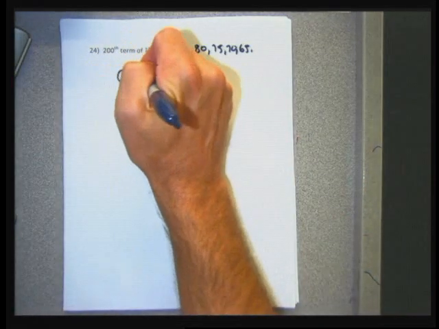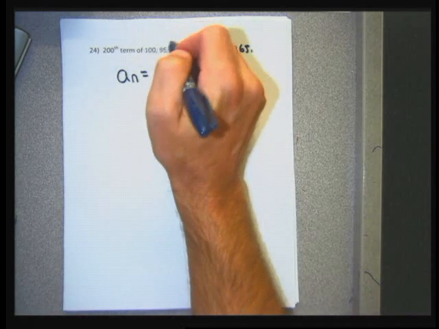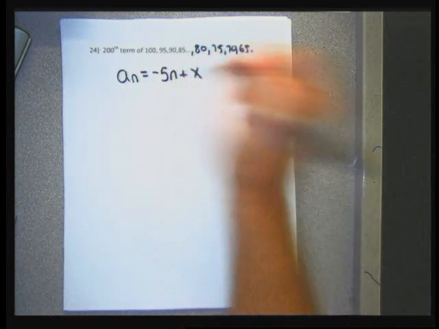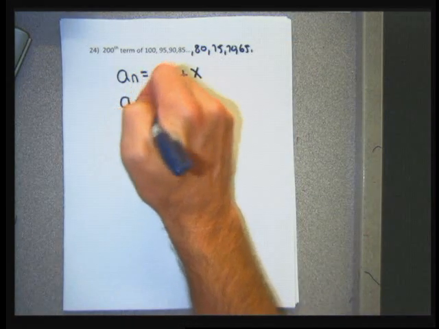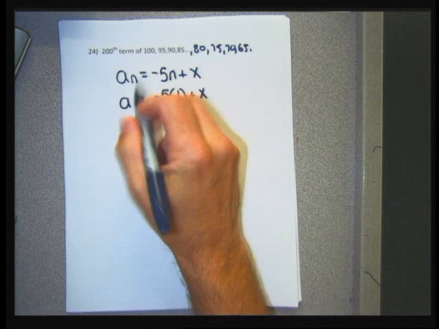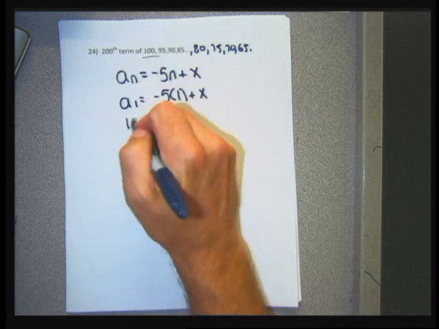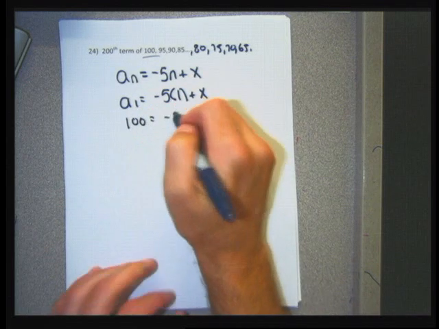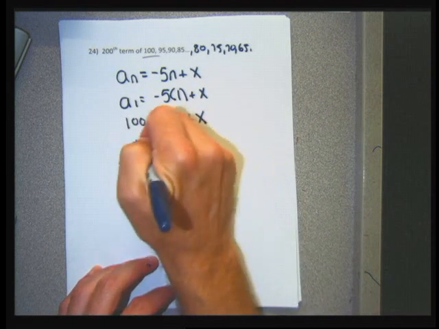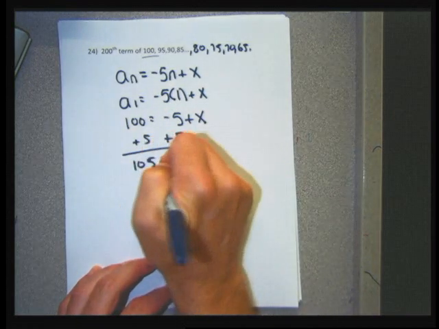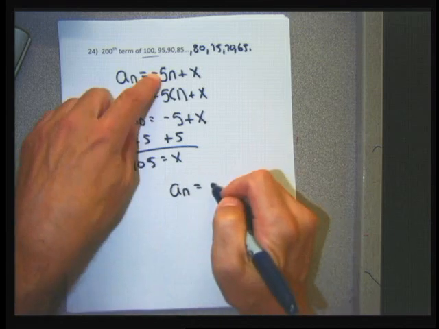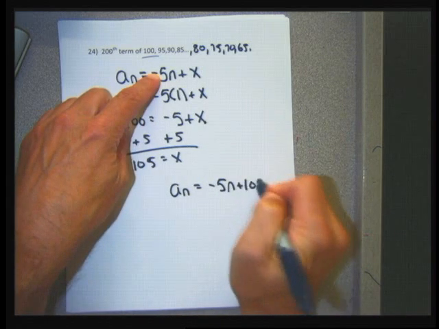I'm going to go a sub n equals, and each term is 5 apart. They're getting smaller, so I'm going to put a negative with the 5. So I'm going to go negative 5n plus x. Plug in 1 for my n's. A sub 1 equals negative 5 times 1 plus x. Solve this by replacing the a sub 1 with 100, because that's the first term, equals negative 5 plus x. Add 5 to both sides, and you get 105 equal to x. So the formula that generates the sequence is a sub n is negative 5n plus 105.